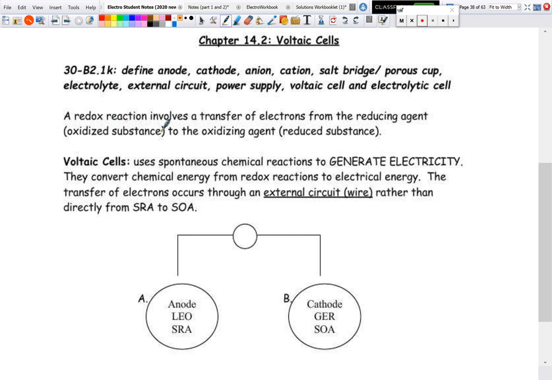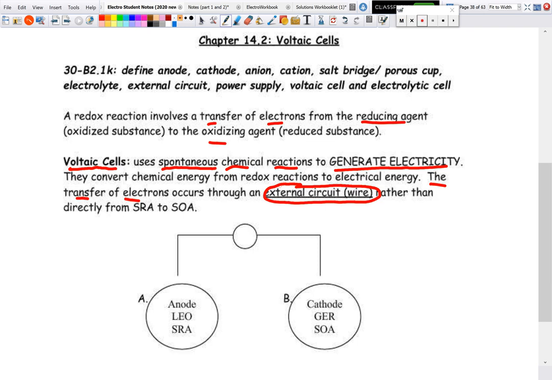A redox reaction involves a transfer of electrons from a reducing agent to an oxidizing agent. So this is nothing new. We know that in electrochemical reactions we have a transfer of electrons. What a voltaic cell does is use spontaneous chemical reactions to generate electricity. They manage to do this by having the electrons transfer through an external wire rather than directly from the strongest reducing agent to the strongest oxidizing agent. Because when we mix two solutions together, chemical reagents are able to collide and transfer the electrons as they collide.